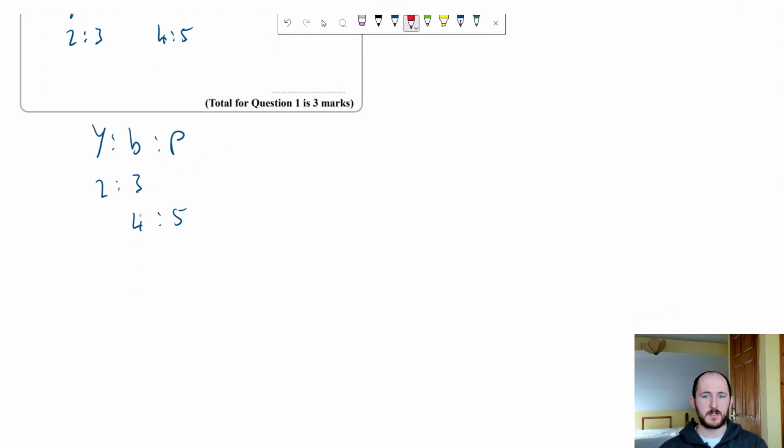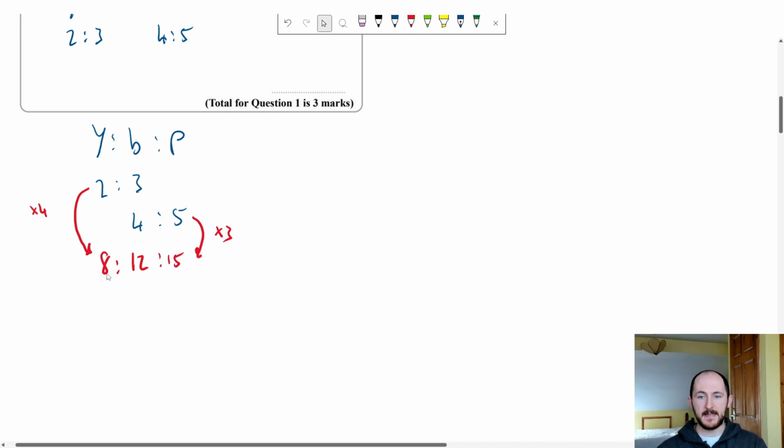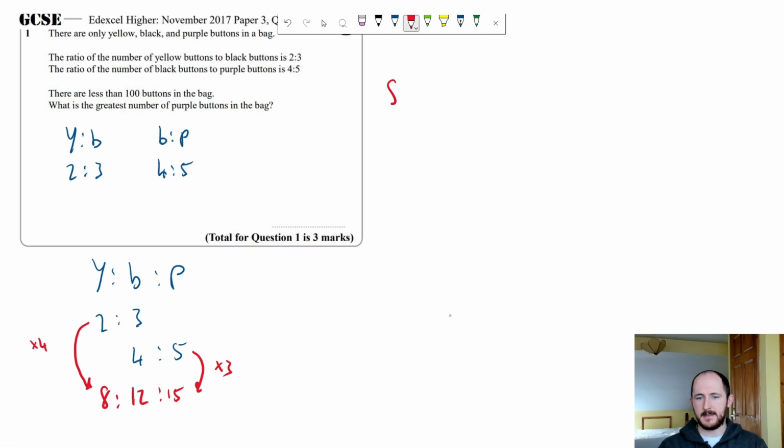The lowest common multiple is 12. So what do I times the first one by to get to 12? I times by 4. So that'd be 8 to 12. What do I times the middle one to get to 12? I times it by 3. So that'd be 15. So that is our ratio for the number of yellows to blues to purples. So 8 to 12 to 15.